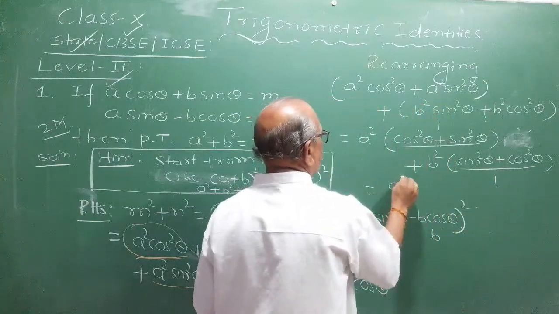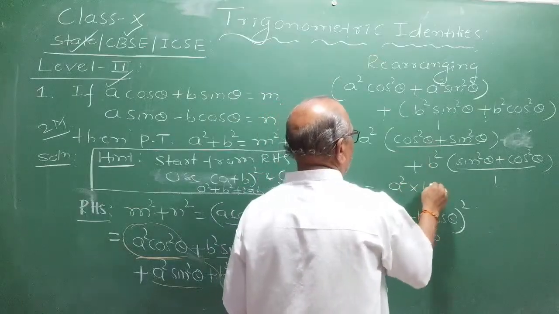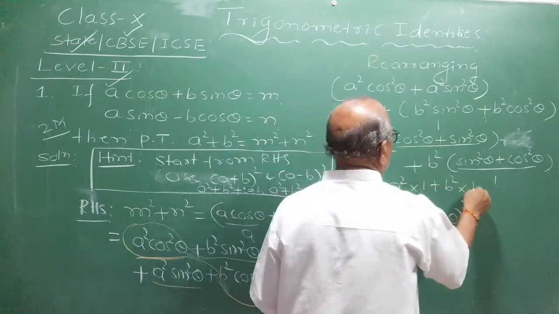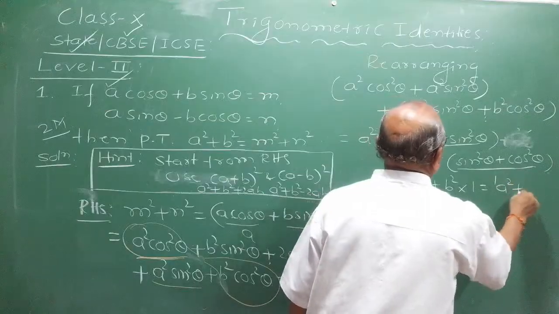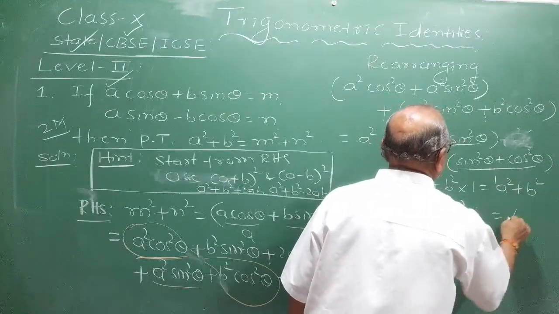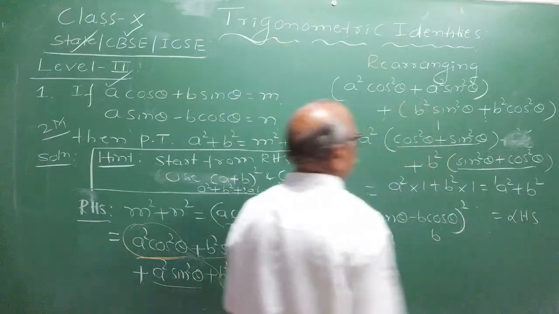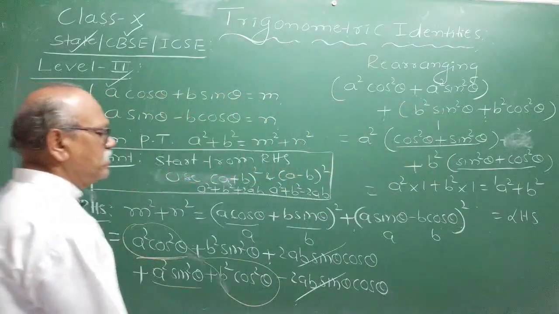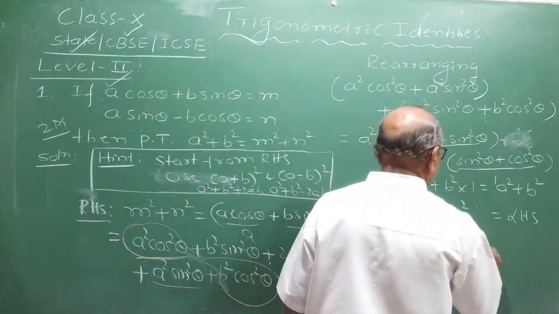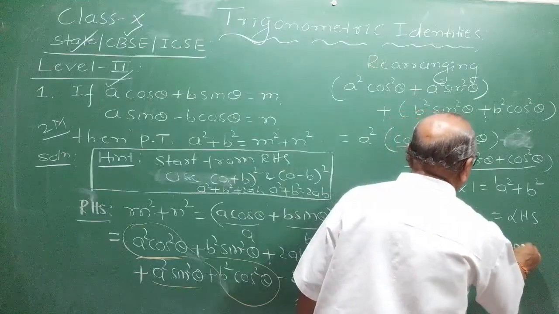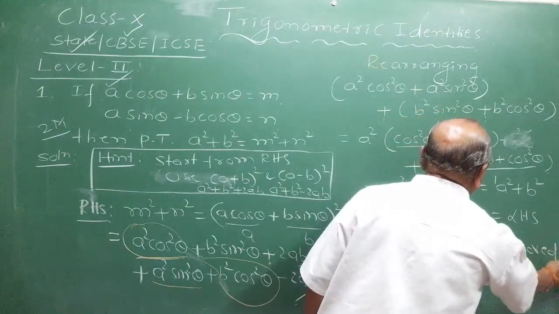You can write it as A square into 1 plus B square into 1. You are getting A square plus B square, which is the left hand side of the equation. Hence proved. Very simple question.